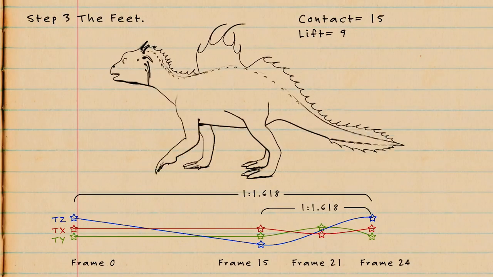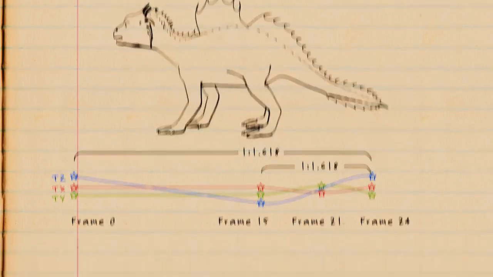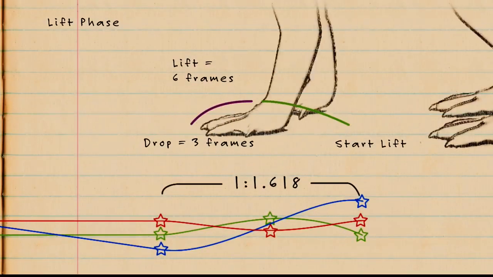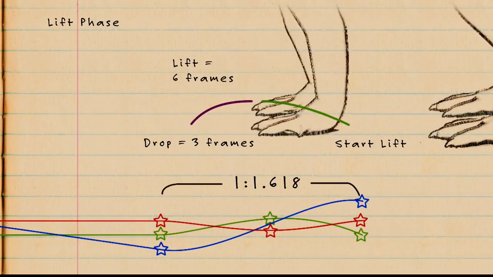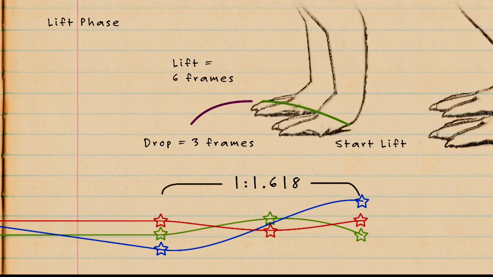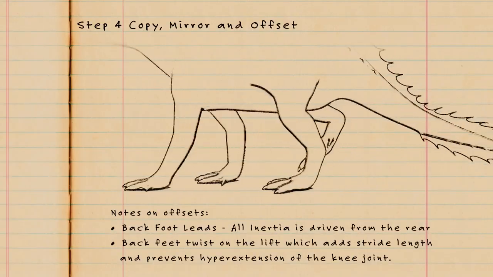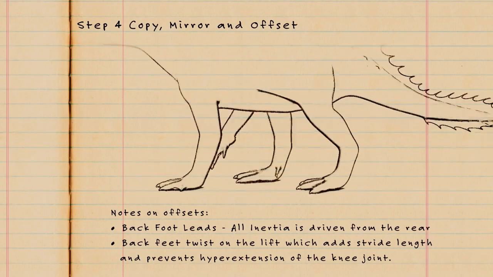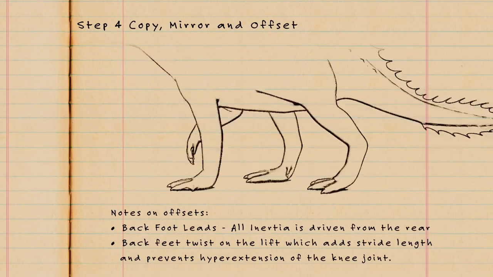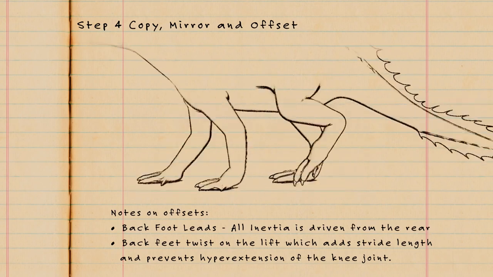Rounded to the nearest frame, we get a contact phase of 15 frames and a lift phase of 9 frames. The lift phase will then be further divided into the rise and plant stages, where C will equal 9, A will equal 6, and B equals 3. Now, after doing some finessing where we deal with the details of the knee jolt, the foot roll, toe splay, and other characteristics, we're ready to copy, mirror, and offset the animation to the other feet.